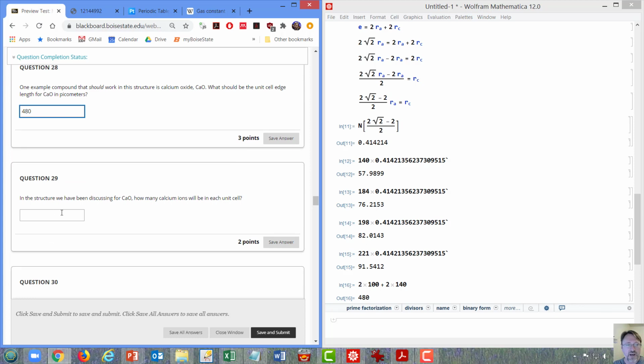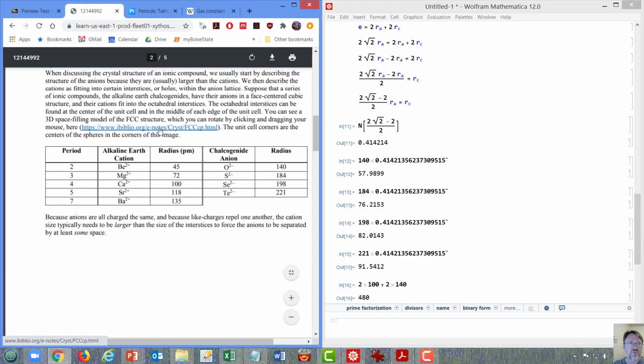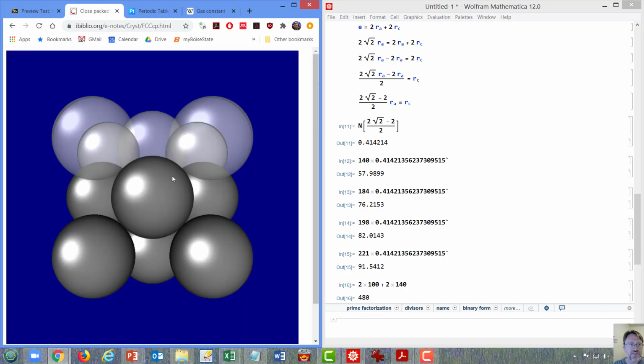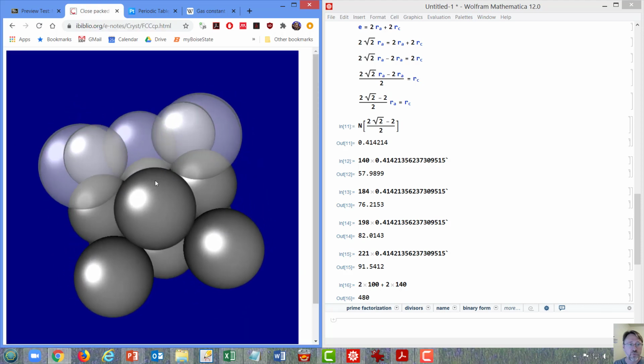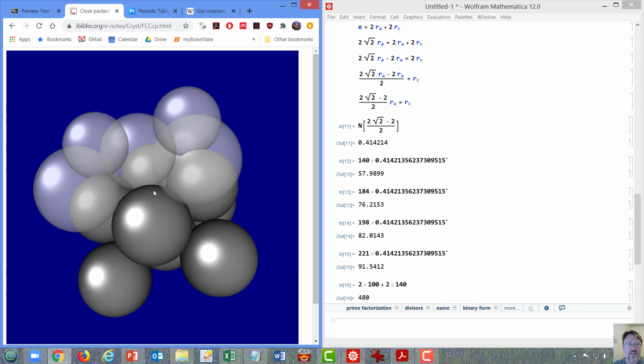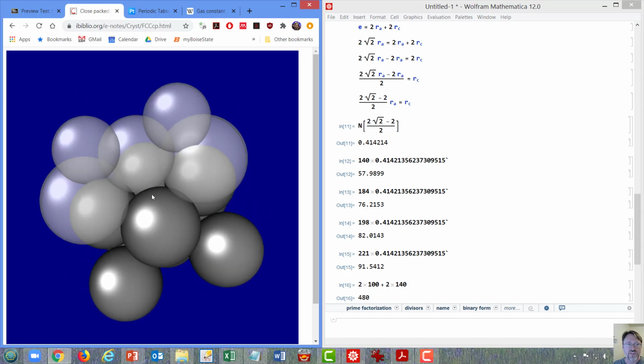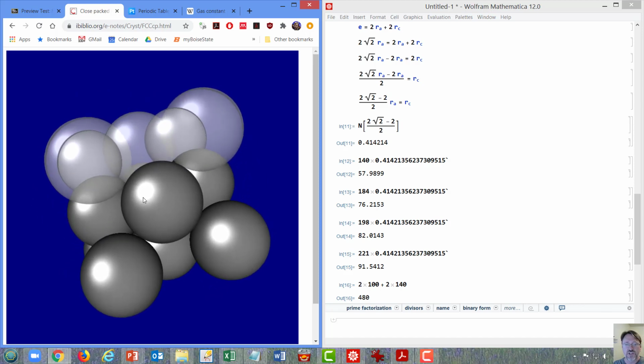How many calcium ions are in each unit cell? All right, so for this one, it is probably worth doing this and taking a look. So we know we have a calcium ion dead center, and we know we have a calcium ion at each edge. How many edges are there on a cube?